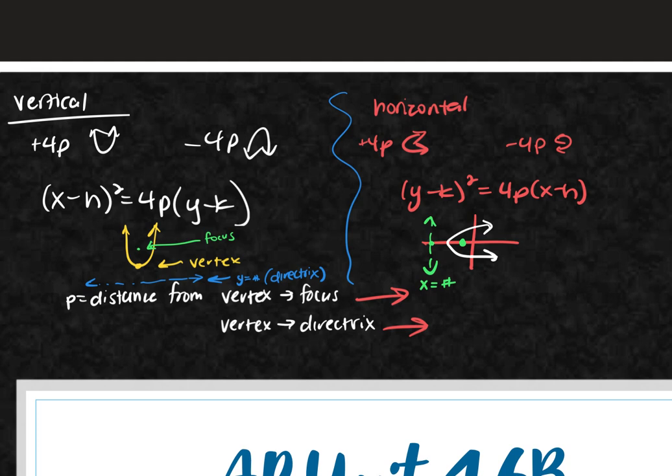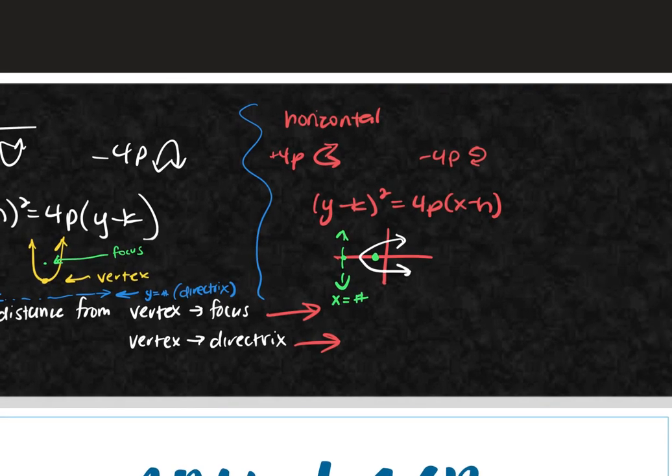Or it could be a focus, or it could be a vertex. So if it says the directrix is x equals 1, and it says your vertex is the origin, what would it be? P is 1. If the directrix is x equals 1 and the vertex is at 0, it has to point away from your directrix. It can't cross through it. So that would be a y squared with a negative 4p. So it would be negative 4.